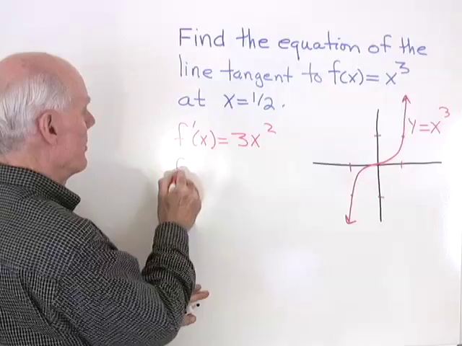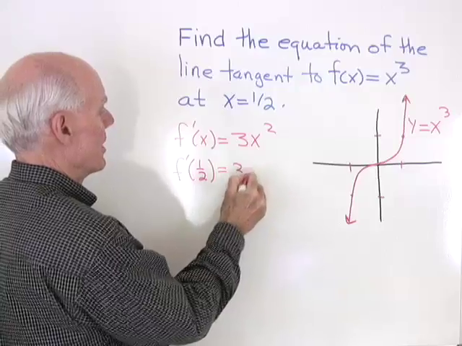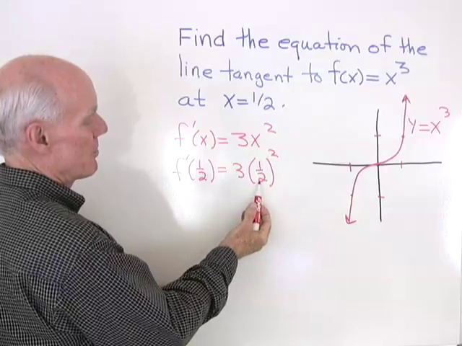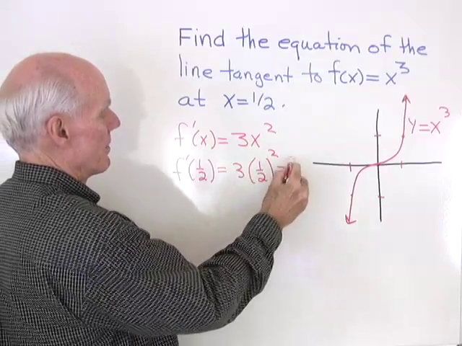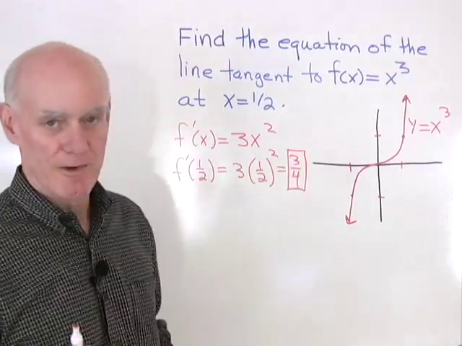Now let's find the slope of the line tangent when x is 1/2. So that's going to be 3 times 1/2 squared. So 1/2 squared is 1/4, times 3, 3/4. Okay, so there is the slope of our tangent line.